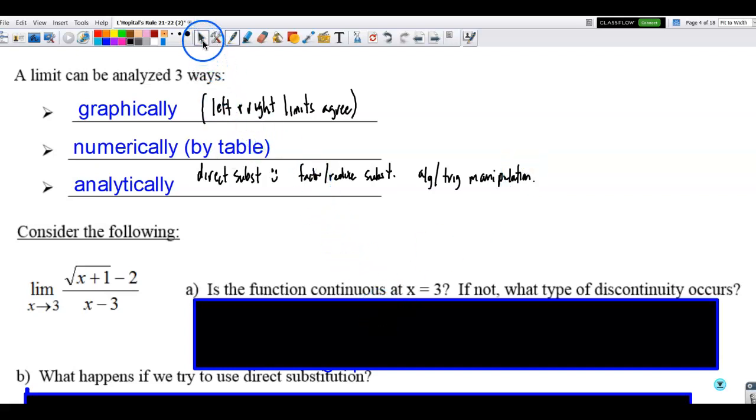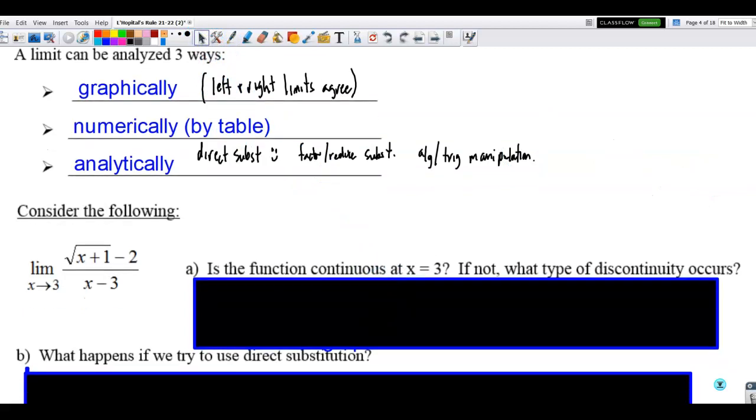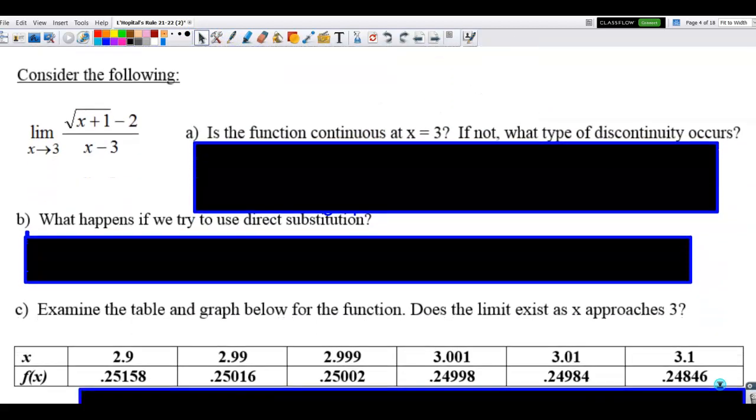So let's look at an example that we actually dealt with way back in the fall. Consider the given function. Notice that we're finding the limit as x approaches 3. That's the x value that we're moving towards. And we are on this rational function right here, variable in the numerator and variable in the denominator.